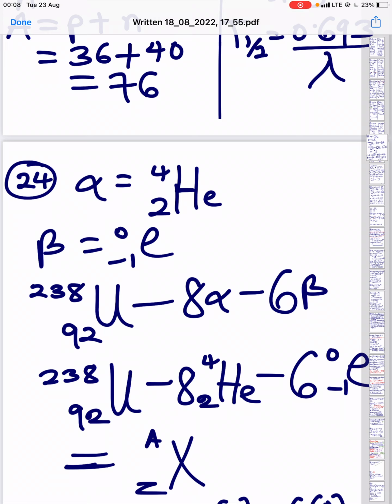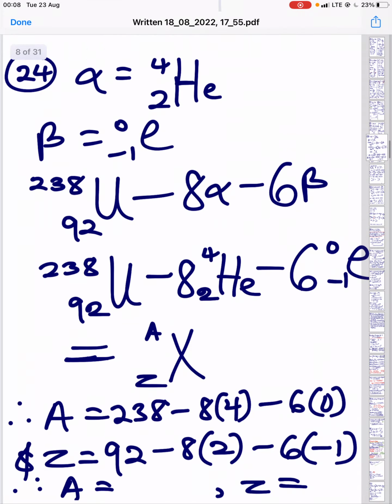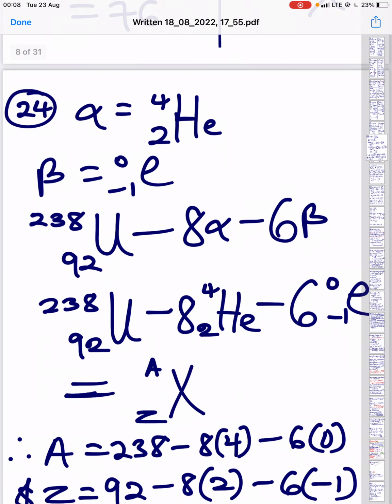Number 24 says uranium-238-92 emits 8 alpha particles and 6 beta particles. That you should find the atomic number and mass number of the final product. Now, uranium-238 is 238-92U, as you can see here. Minus 8 alpha particles and minus 6 beta particles.